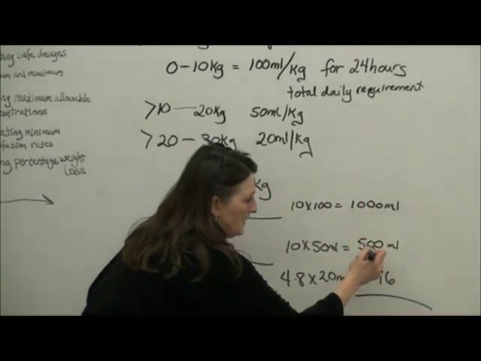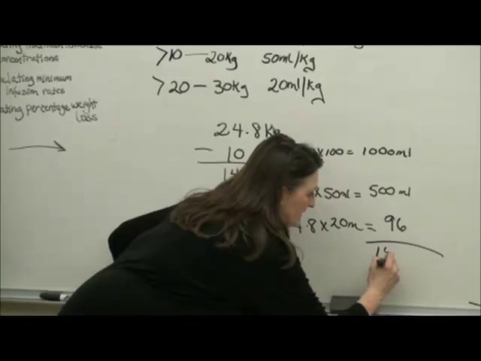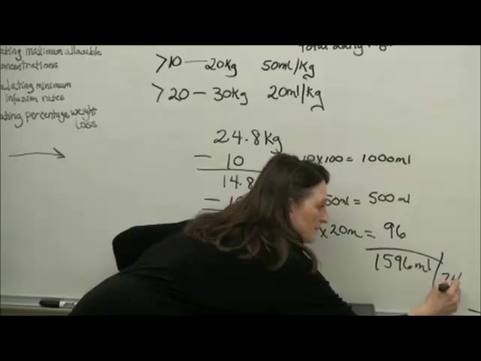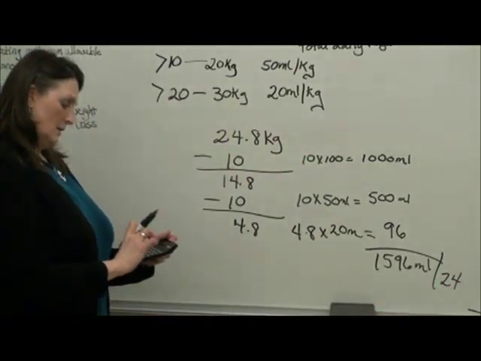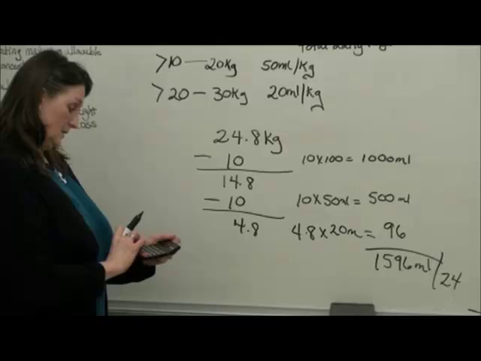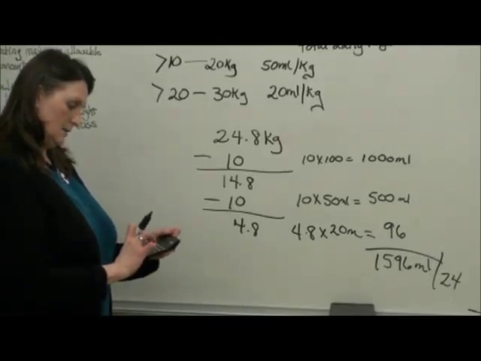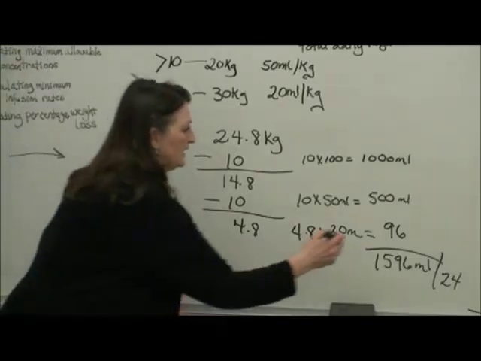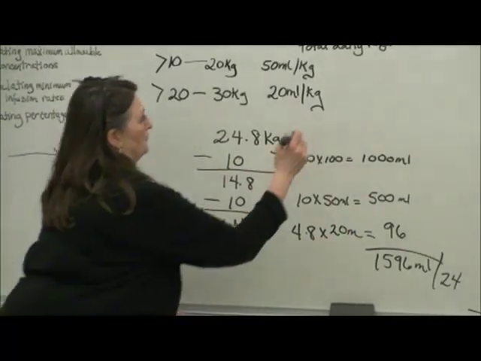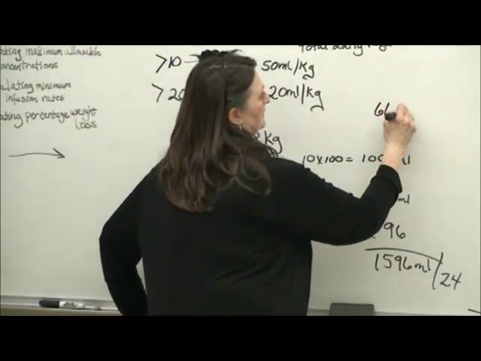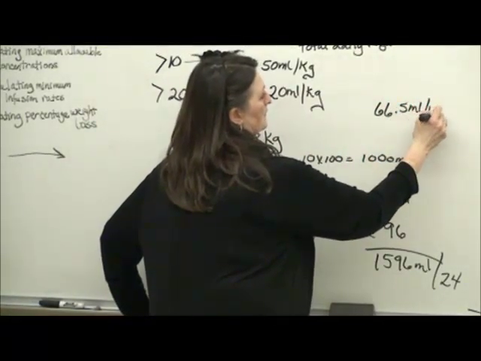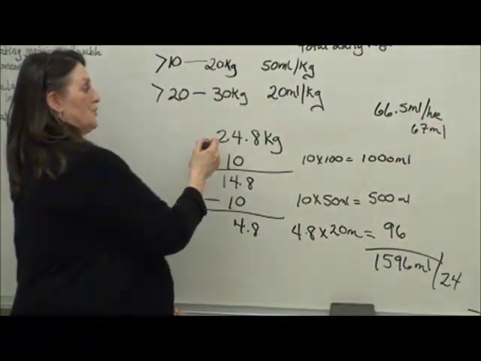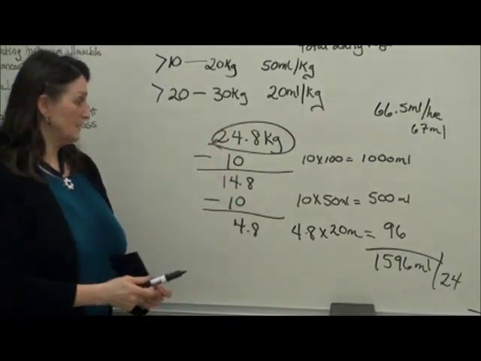So 1,596 milliliters in a 24-hour period, which per hour will give us 1596 divided by 24, 66.5 milliliters per hour. Or we could just say 67 milliliters per hour for a patient who's 24.8 kilos in weight.